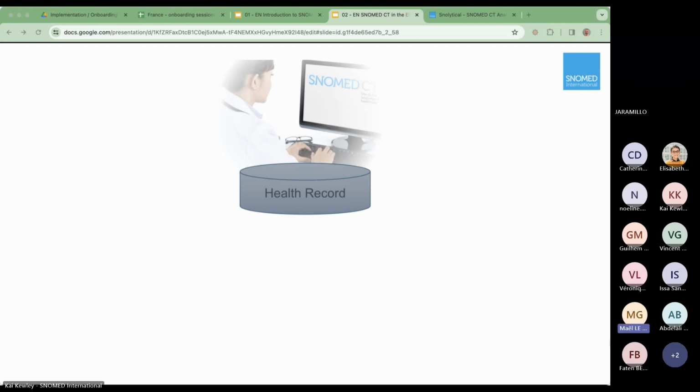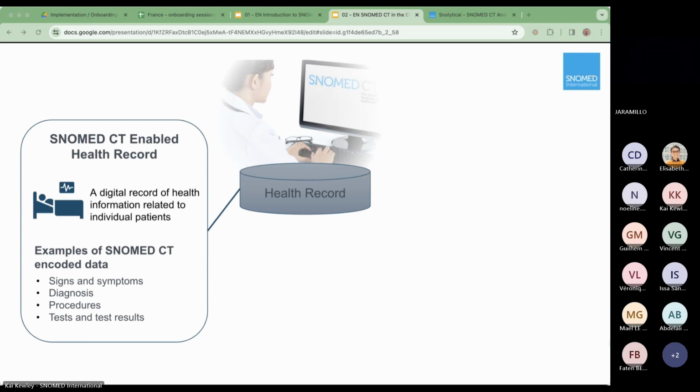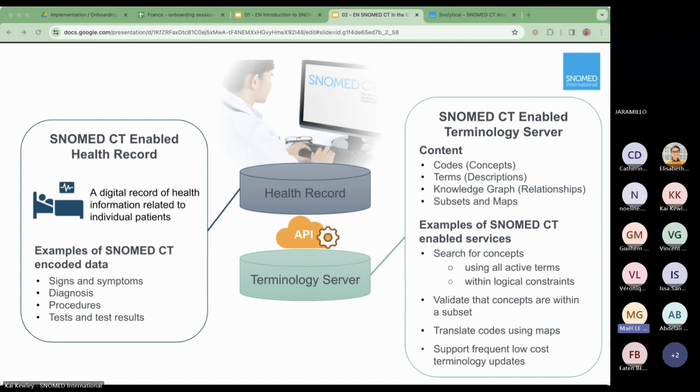So looking at the high-level architecture, when designing an electronic health record system, in addition to the core health record data store, which is used to store the patient data, we recommend including a specialist terminology server that can provide functionality related to clinical terminologies and can be used to support the health records.